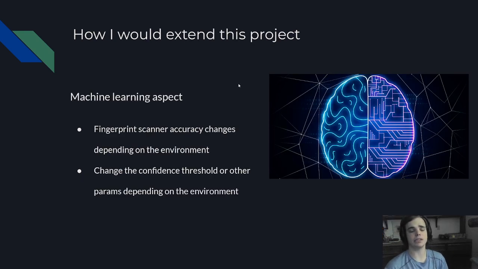So I think another really cool direction this project could go could be using some kind of machine learning. A lot of the tests that I did with the fingerprint scanner showed that its accuracy changes greatly depending on the environment. I did some tests with very bright lights, very dark conditions, with warm and cool light, and so I feel like it'd be very cool if there was some kind of machine learning that could adjust the confidence threshold and some other parameters depending on the environment that the fingerprint scanner is currently in.